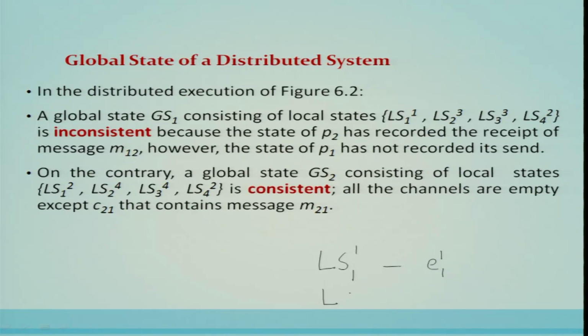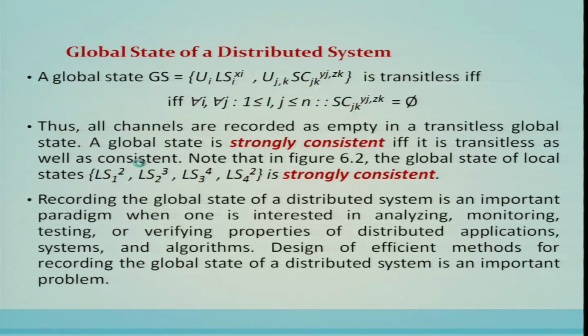So in general we have to say that LSi of x is nothing but the set of all the events of i which has executed or progressed up to the xth event. So this particular notation is basically referenced over here. So this set of global state GS1, which comprises all these local states, is inconsistent because here the state of P2 has recorded the receipt of a message M12, however the state of P1 has not recorded its send of a message. So let us see this in the diagram.